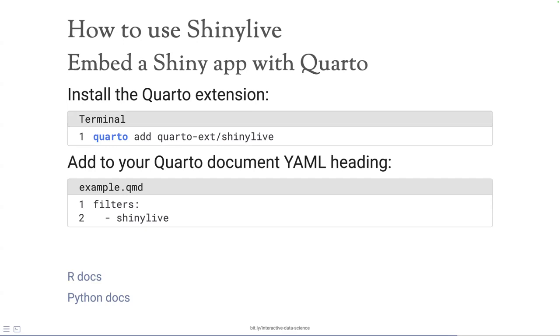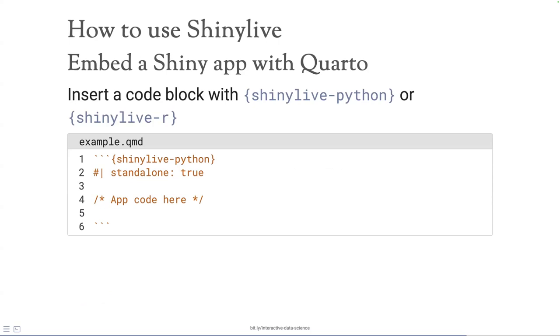And then the final way that you can create and share ShinyLive apps is using the ShinyLive extension. So you install the Quarto extension, again, it should look a little familiar, and then you add it to your Quarto document YAML heading under filters. And then within your Quarto document, you insert a code block with either shinylive-python or shinylive-r. And that's it. Like that app that you saw a little bit earlier, this is similar to the code chunk that I put in my presentation in order to create a ShinyLive application that I could edit in real time.